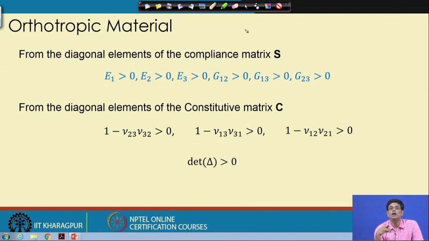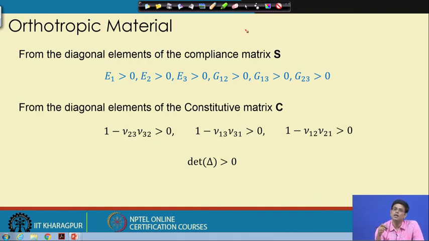Suppose, as we have seen in the previous lecture, we give a normal stress in one direction, which is sigma 1. Now this sigma 1 results in epsilon 1, which is sigma 1 by E1. Based on the sign of sigma 1, epsilon 1 has to be positive. This is very understandable, because if epsilon 1 is negative, then when you stretch the material it will compress, which is unphysical.